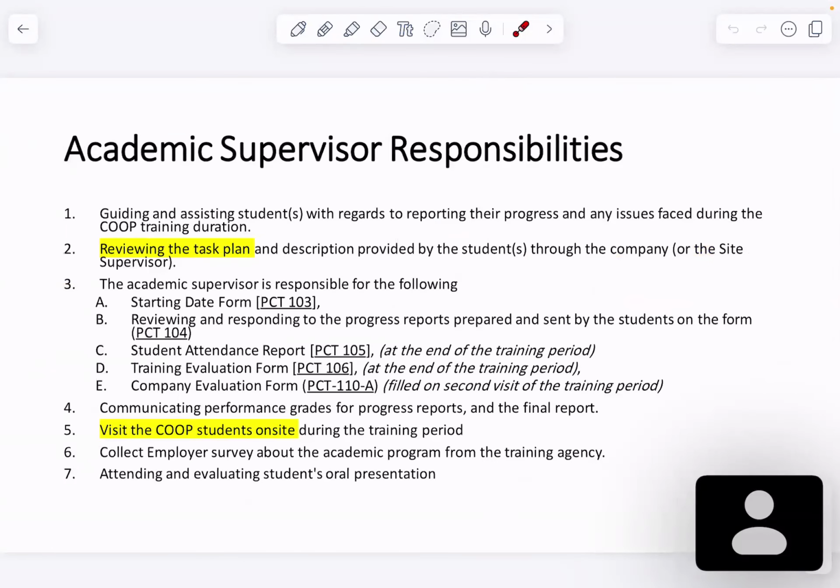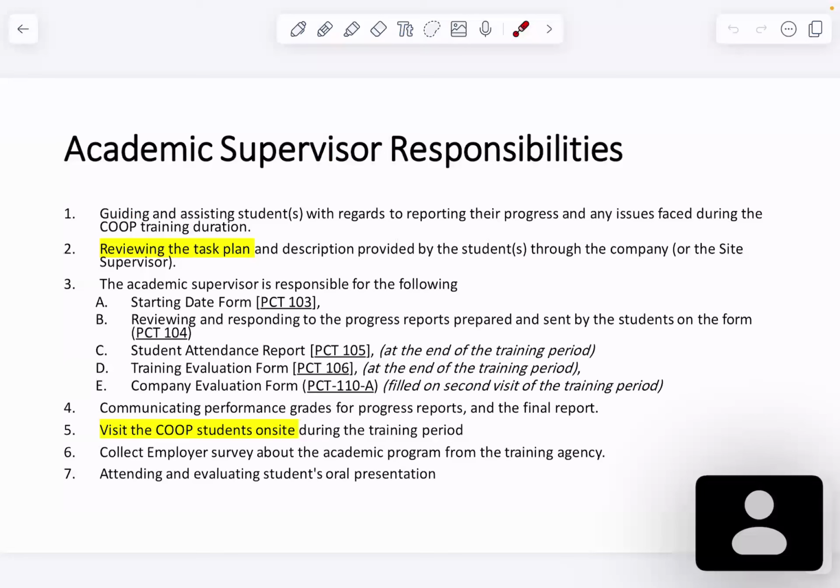Now I come to the academic supervisor responsibilities. Guiding you during the training is one of the main responsibilities of the academic supervisor. Which means that if you are encountering any challenge, any problem with the site supervisor, with the tasks, with the plan of the assignments, with anything, you should contact the academic supervisor, and then they will actually solve the problem by any means. They can return back to the college or contact your site supervisor and so on. So that's actually the first responsibility.